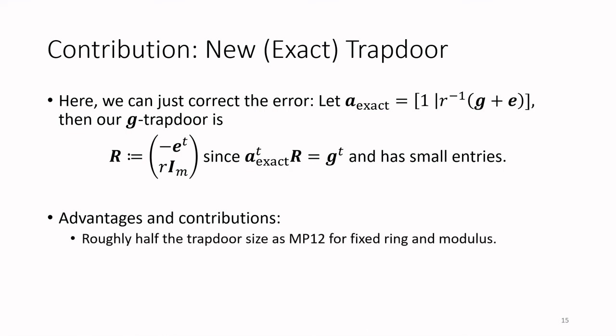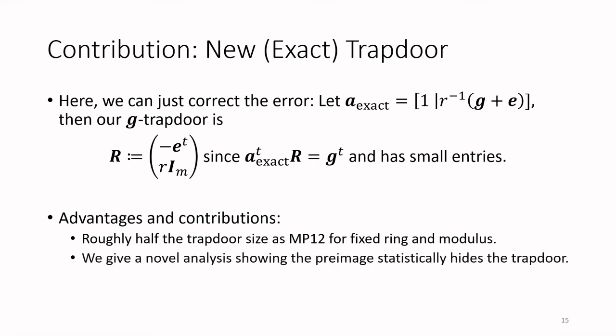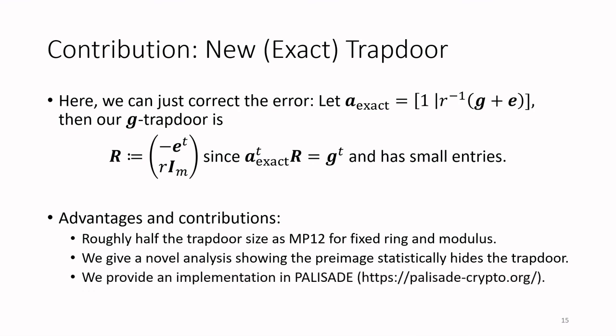So the advantages of this scheme: the secret key is roughly half the size of the secret key in MP12 for a fixed ring and modulus. We give a novel analysis showing that the pre-image statistically hides the trapdoor. This uses a technique introduced in PKC 2020 where we frame discrete Gaussian convolutions as linear transformations on discrete Gaussians. And we also provide an efficient implementation using the Palisade lattice cryptography library.